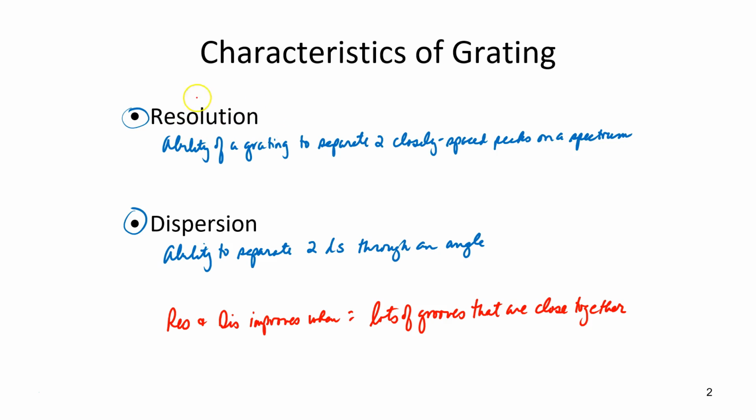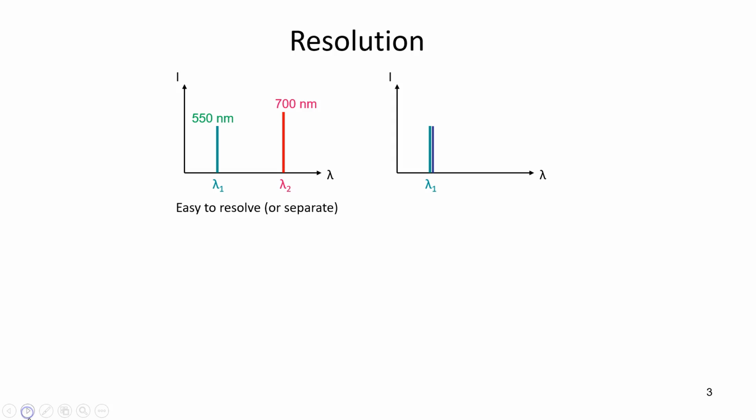Let's talk a little bit more about resolution. Again, the ability to separate two closely spaced peaks in a spectrum. So here we're looking at two spectra, intensity against wavelength, and I think any old grating could probably resolve or separate two wavelengths that are this far apart, 550 and 700.